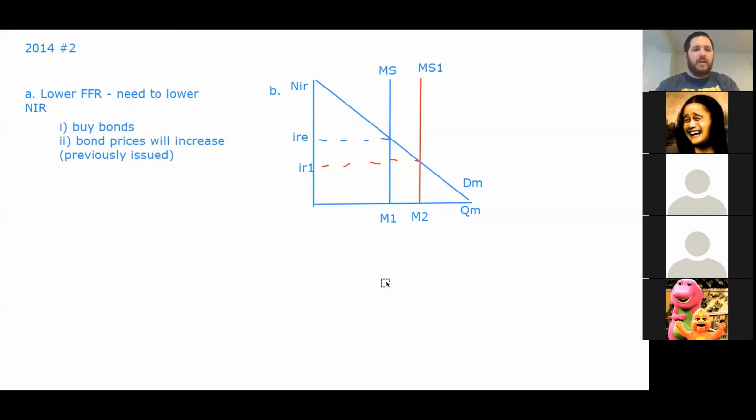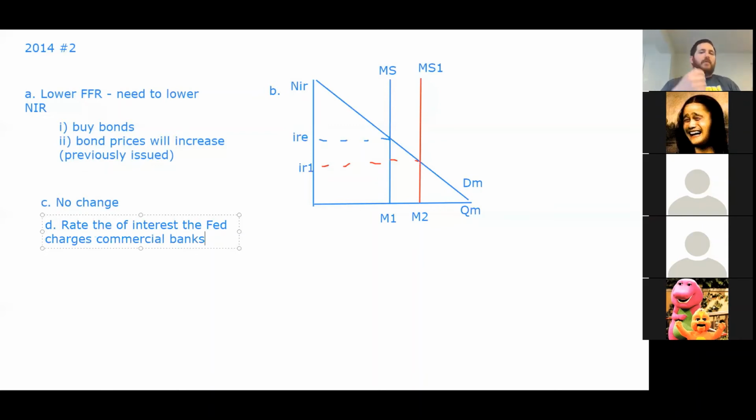Sorry, I didn't write this out here. So C is no change. Okay. And then the last one here is D. And D says another monetary policy action involves changing the discount rate. Define the discount rate. Okay, the discount rate, also called the discount window, is the rate of interest the Fed charges commercial banks.